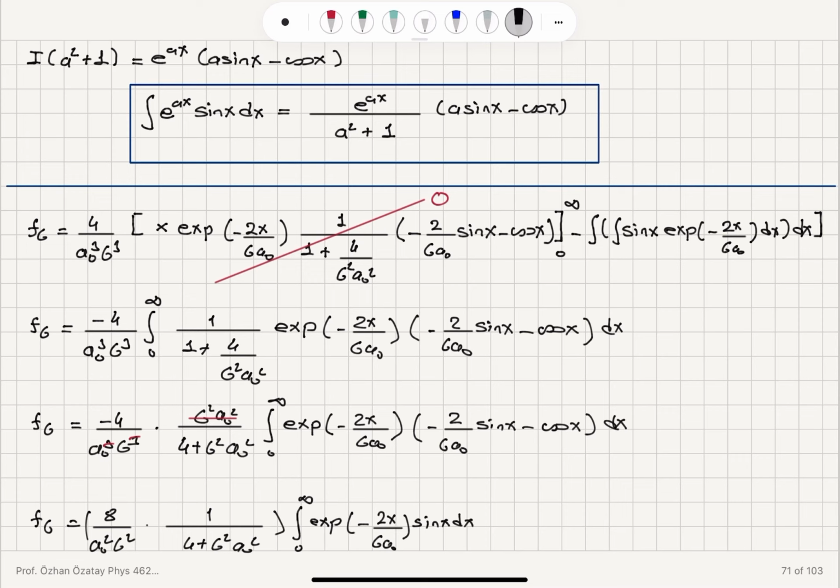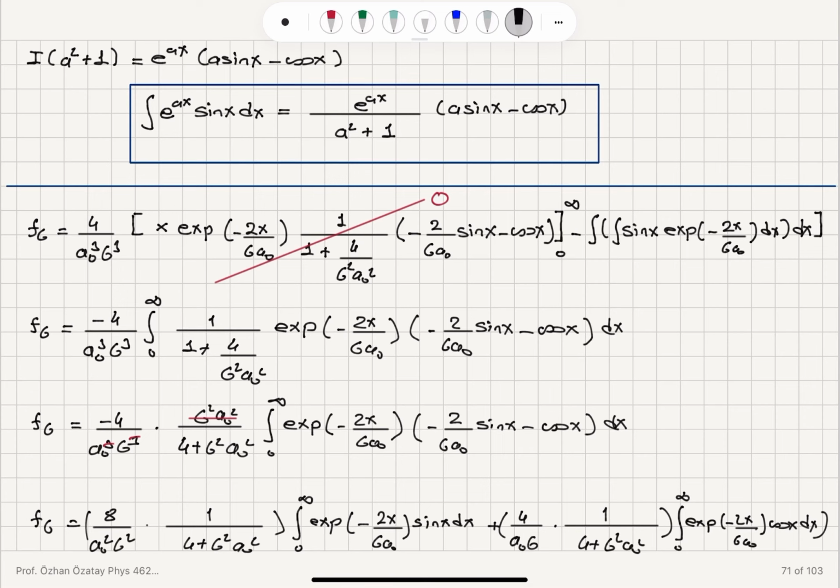And as for the second term, I have a minus sign multiplied with this minus sign gives me a plus 4 divided by a0 g multiplied with 1 over 4 plus g square a0 square. Now the integral from 0 to infinity exponential minus 2x divided by ga0, this time cosine x dx. Alright.